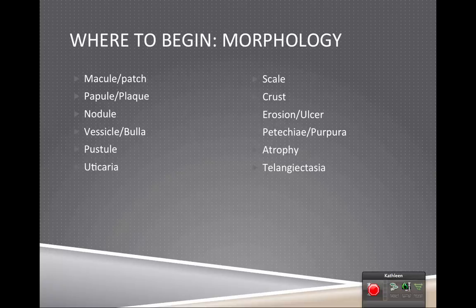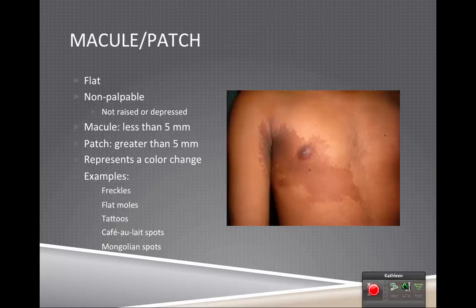Is this a pustule? Is this urticaria? Is this a scale, a crust, an erosion or an ulcer? Does the patient have petechiae or purpura? Does the skin show any atrophy or any telangiectasia, which is an abnormal dilation of red, blue, or purple superficial capillaries, arteries, or veins, typically localized just below the skin's surface. So we're going to go through each one.